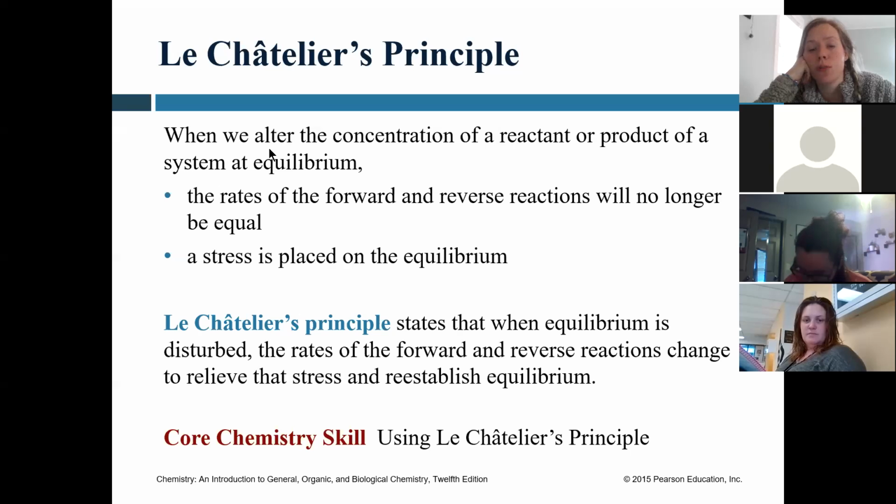So there's a couple of rules. When we alter the concentration of a reactant or product, the rates of the forward and the reverse reaction are no longer equal. One of them is dominating. We put this stress, so then things will have to adjust in order to reestablish equilibrium.